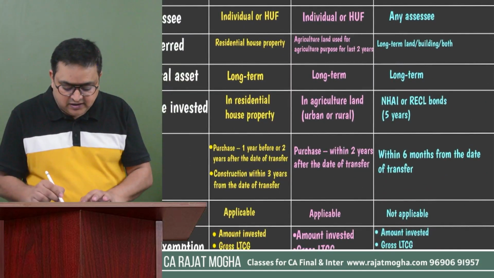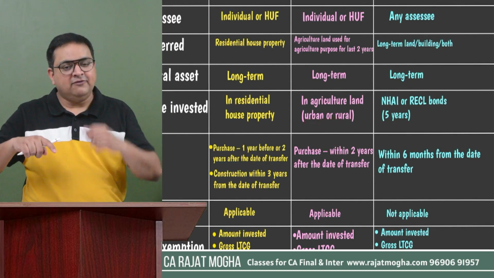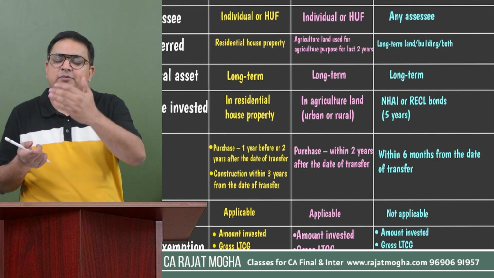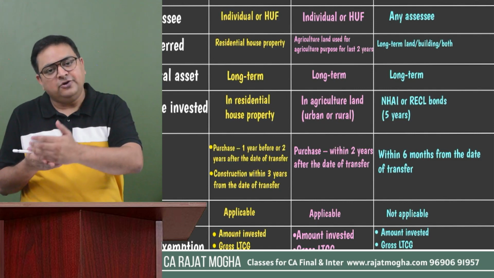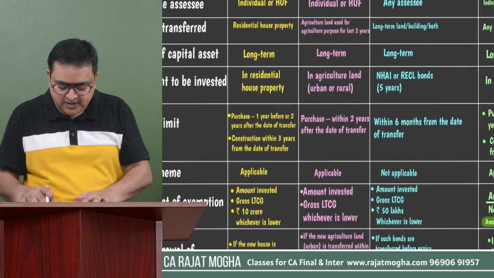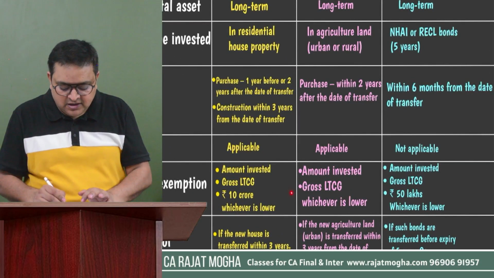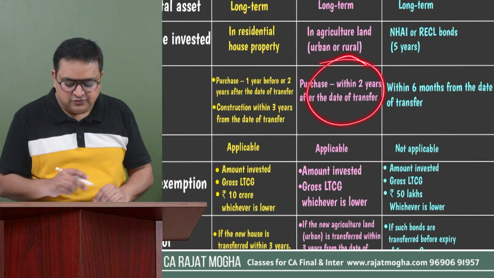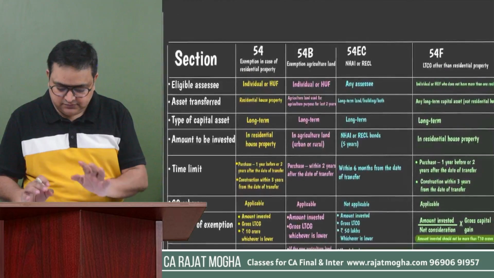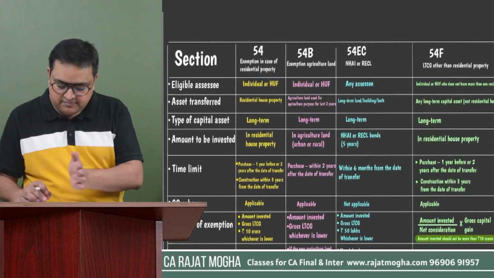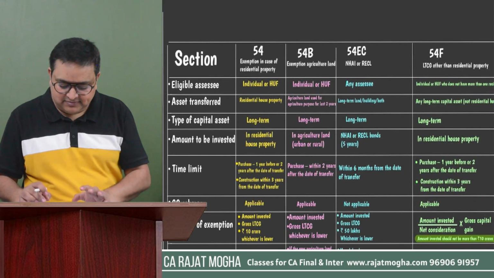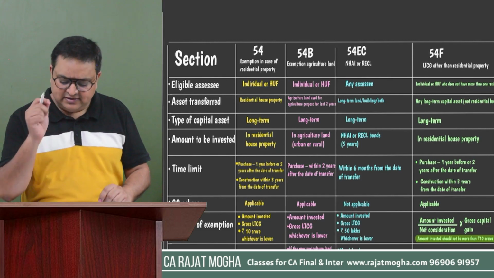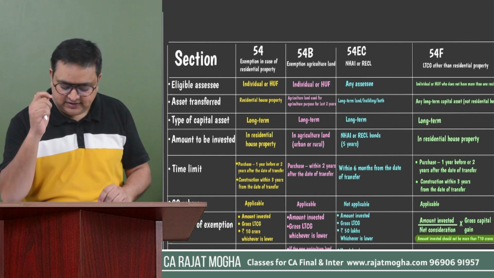What can you purchase? You have sold agricultural land, you can purchase agricultural land, and that new agricultural land could be urban also, or rural also. You will get the exemption, and it is easy. How much is the exemption? Amount invested or capital gain, whichever is lower, and the investment must be made within 2 years. This is 54B. I'm rushing over here because we have already discussed this in detail. I would just like to discuss some important points regarding these sections.